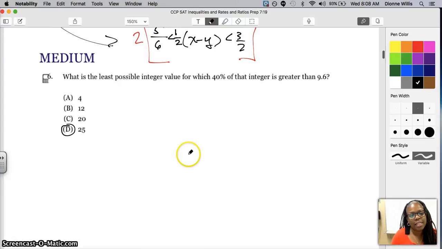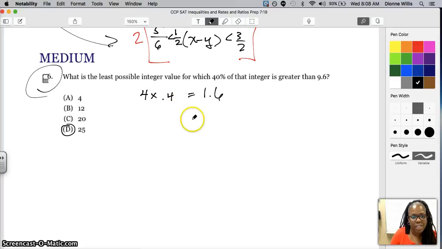So as I look at this one, what is the least possible integer for which 40% of the integer is greater than 9.6? I think this is only considered a medium problem because it sounds kind of complicated, but it's not that bad. Many students are kind of uncomfortable with decimals and fractions and percents, but this is not a hard problem at all. It says 40% of which of these numbers is going to be greater than 9.6. You can just check 40% of each number. Remember, to calculate 40% you multiply by 0.4. You can use a calculator so you can rock this out really fast.